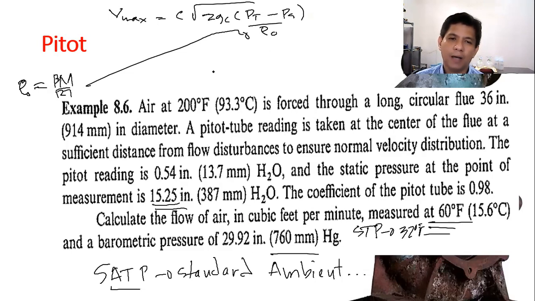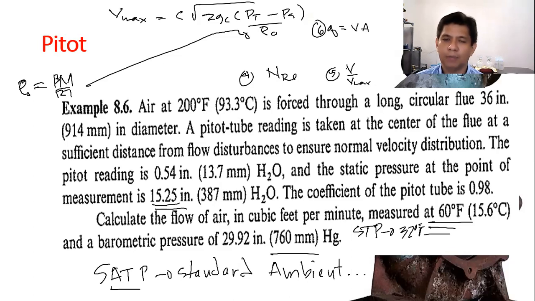Pag nakuha nyo na yung Vmax, ang pang-apat na step, kakalculate nyo yung Reynolds number. So pag nakuha nyo na yung Reynolds number, pang-limang step, makukuha nyo yung ratio ng average velocity at saka ng Vmax dun sa graph. No? And then pag nakuha nyo na yung V, makakalculate nyo na yung volumetric flow rate, yung Q. Kasi ang volumetric flow rate ay V times area.